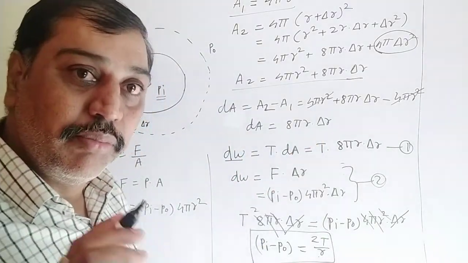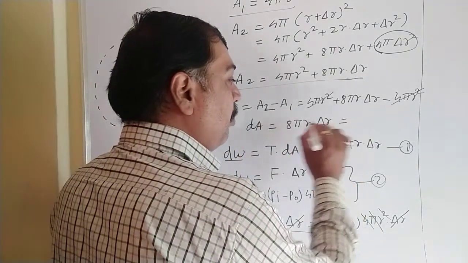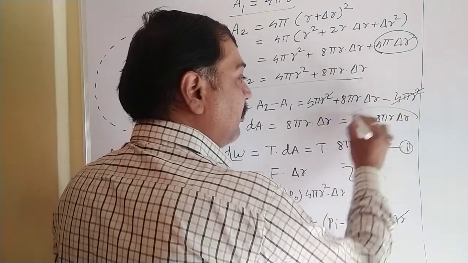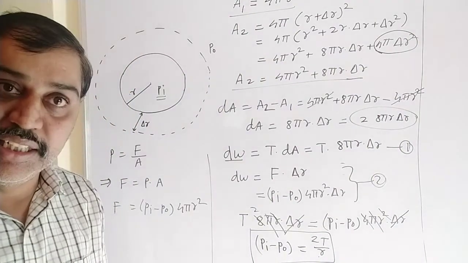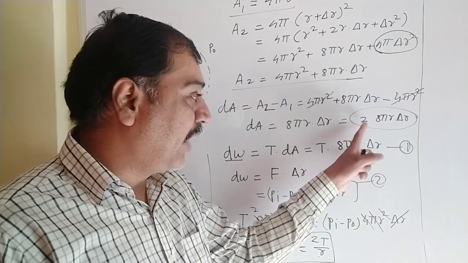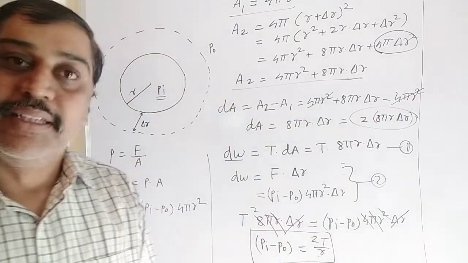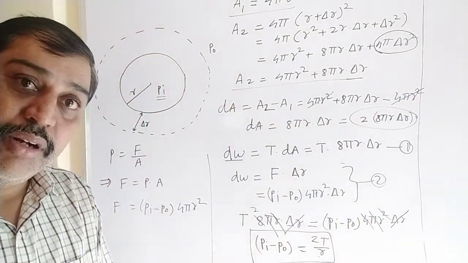for a bubble, it should be what? It should be 2 into 8 pi r delta r. So this would be the change first. Change in double area it has. So we should take 2 into 8 pi r delta r as it is. So this would be the change in area in case of a bubble.